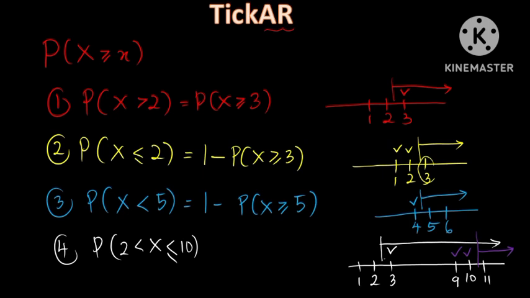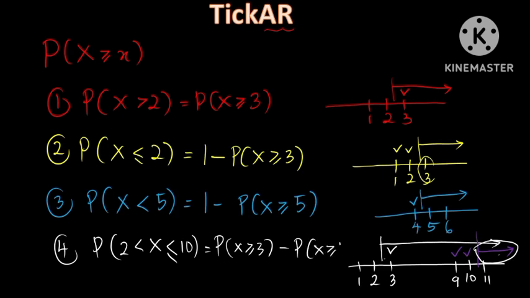For this part, we take the bigger arrow and subtract the smaller arrow. What is the bigger arrow? The tick and arrow are at the same part, so it will be x more than or equal to 3. And the smaller arrow is where the tick and arrow are not on the same part. That's why we subtract it. What value is on the arrow? It's 11. So the probability of x more than or equal to 11.